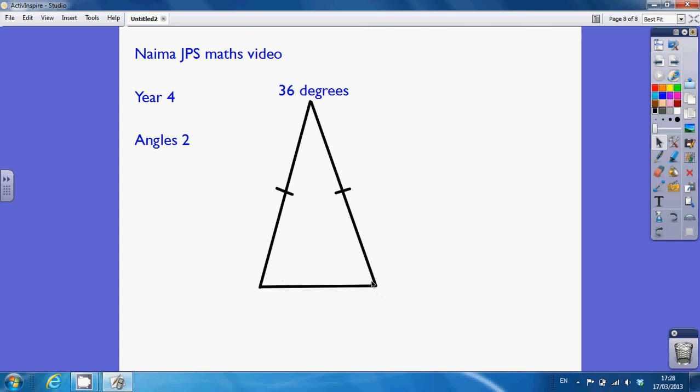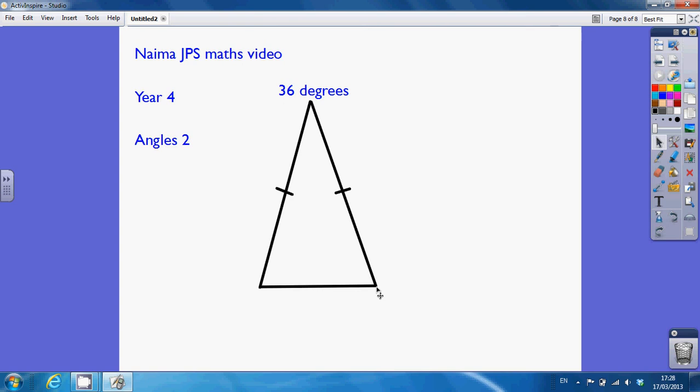So we know the total of these two angles down here is going to be 144 degrees. But we just want to know what each of them are. And so we know that they're going to be equal, so we can just do 144 divided by 2. 144 divided by 2 is 72. So we know that each of these angles is going to be 72.